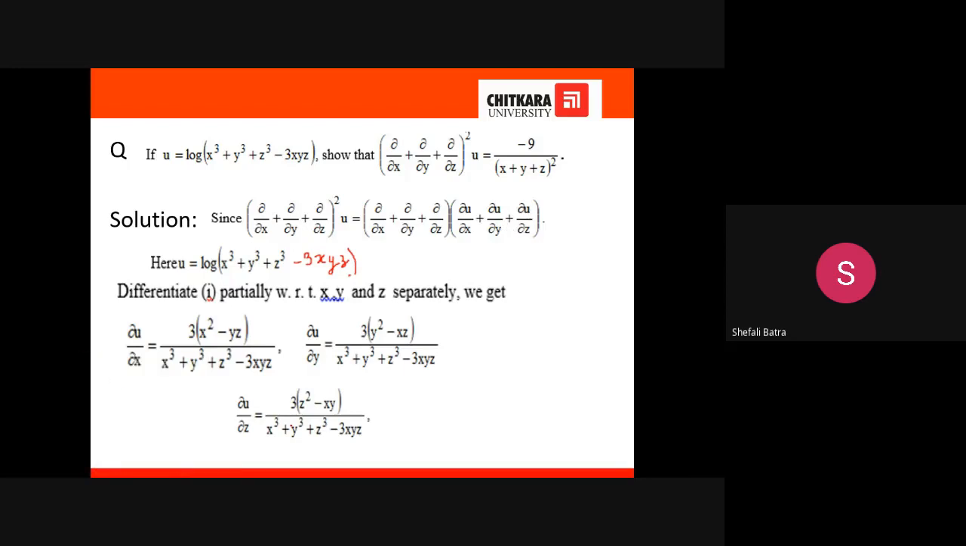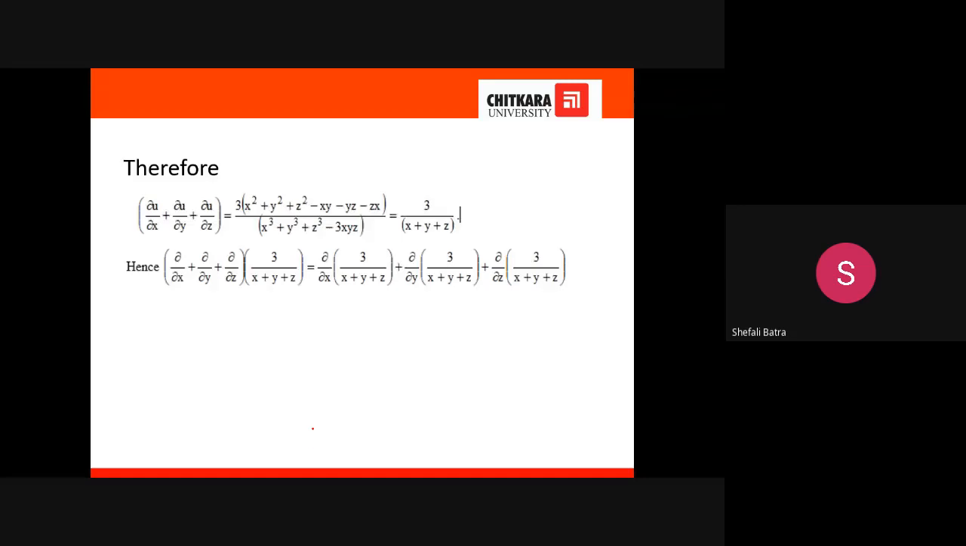So the LCM would be the same, right? In the numerator you will be writing 3 times (x square plus y square plus z square minus yz minus xz minus xy). Add up all three terms. So you will be at this step.